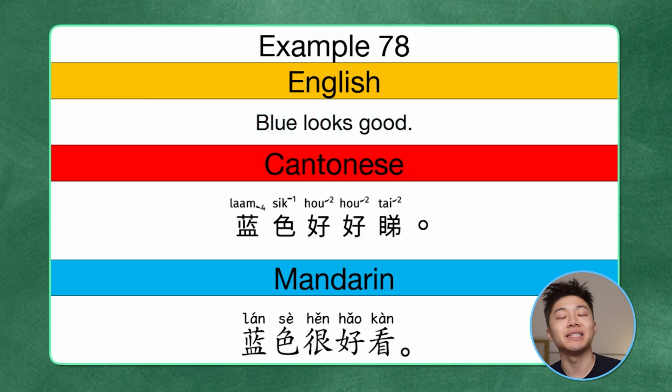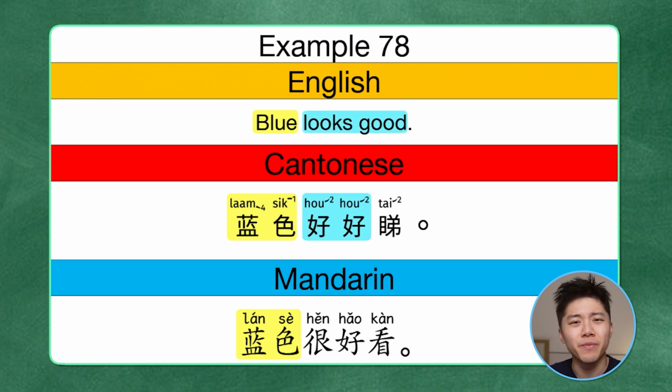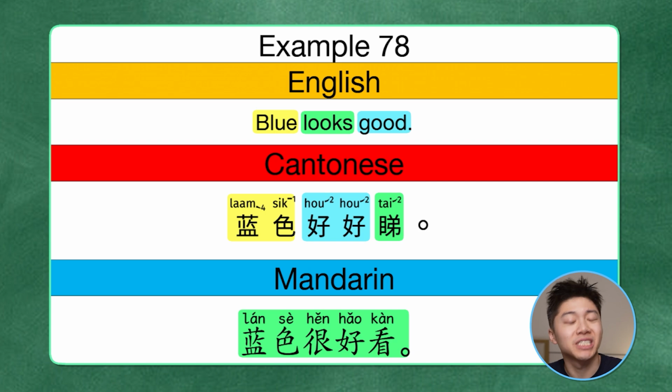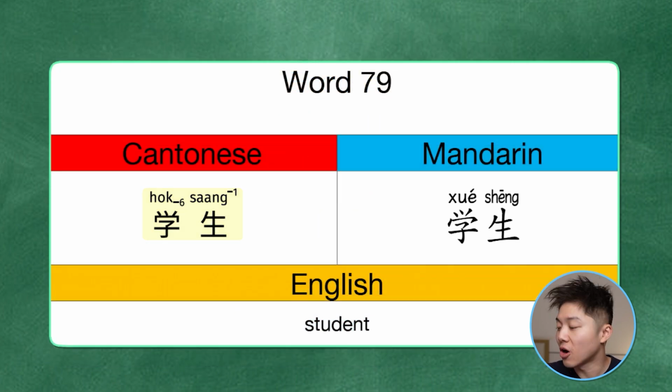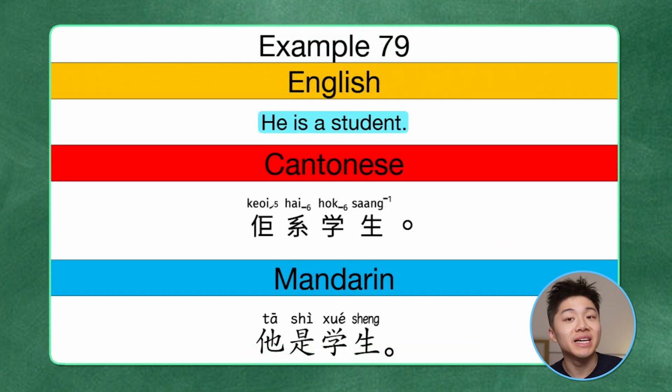Blue looks good. In Cantonese, 藍色好好睇. So in Mandarin, 藍色很好看. 藍色 means blue. In Mandarin, 藍色好好 means like looks very good. Mandarin 很好 very good. And then finally, 睇 means to look. Mandarin 看, so very good look, looks good. 藍色好好睇, in Mandarin, 藍色很好看.